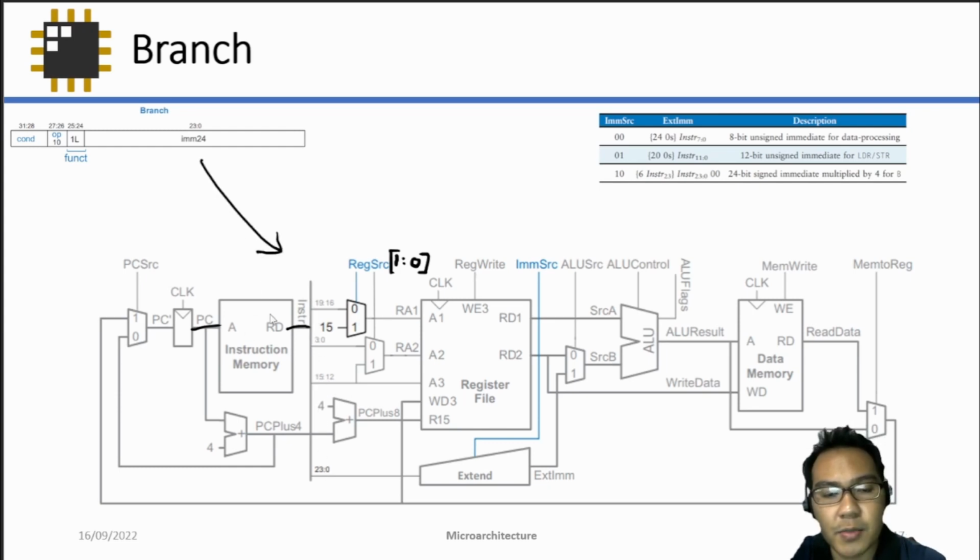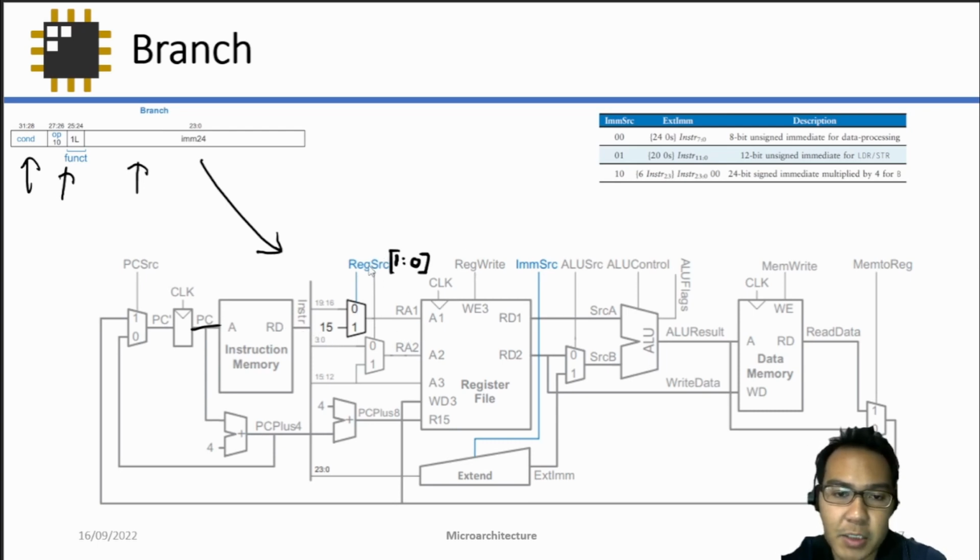So that's this one. From 19 to 16, we don't have anything. It doesn't make sense for branch. Branch only has conditions. These things are hard-coded. L is only 1 or 0, depending on whether it's branch and link or normal branch. And we only have an immediate here, so we don't actually read too much from the instruction.